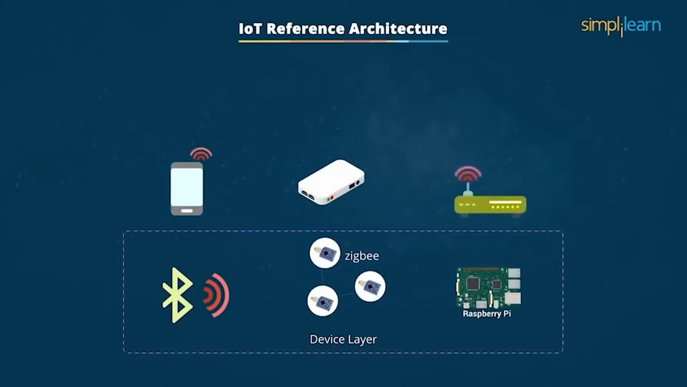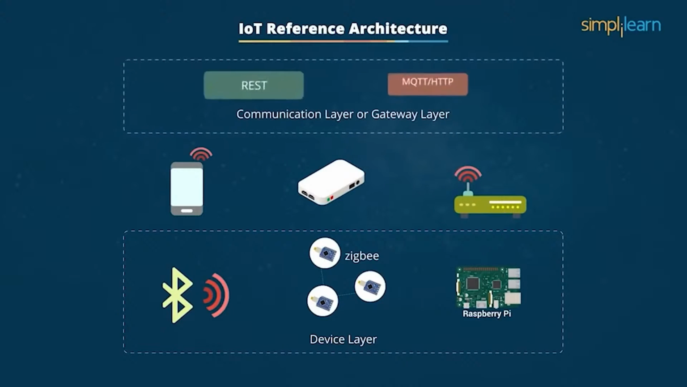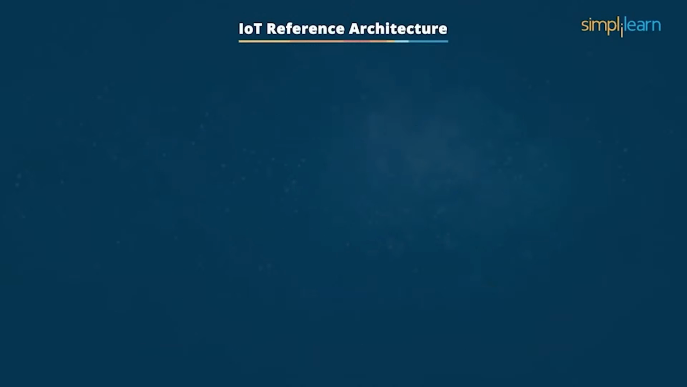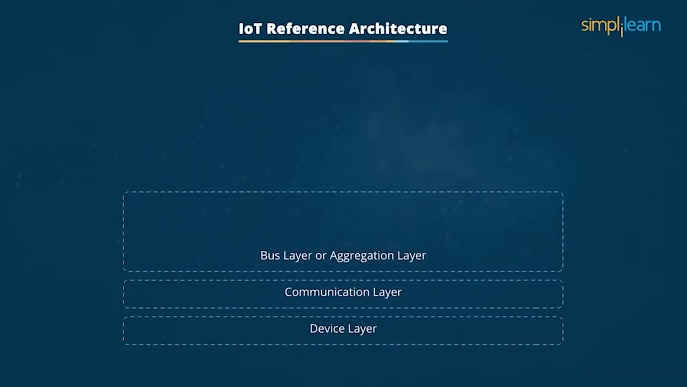This is directly connected to the communication layers, which are part of the second layer. The communication layer, or gateway layer, has REST protocols and other application-level protocols. Both layers are tightly coupled and generate an enormous amount of data. Now, the bus layer, or aggregation layer, acts as a message broker. It forms a bridge between the data and the communication layer for the sensors.